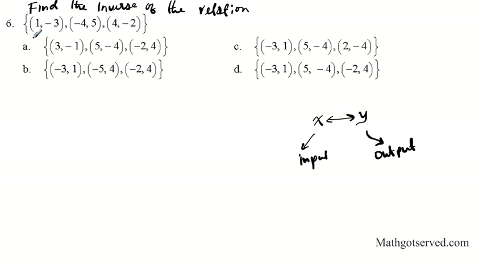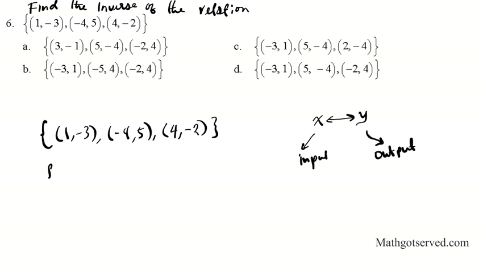So looking at this, this is my original ordered pairs: (1, -3), (-4, 5), and (4, -2). I'm just going to interchange the x's and the y's, okay? If I do that for the first ordered pair, I interchange these, it becomes (-3, 1). If I interchange these, I'll have (5, -4). If I interchange this, I'll have (-2, 4). So there goes my inverse.